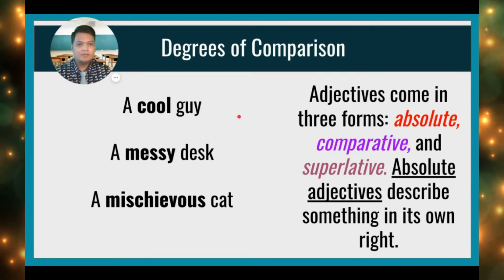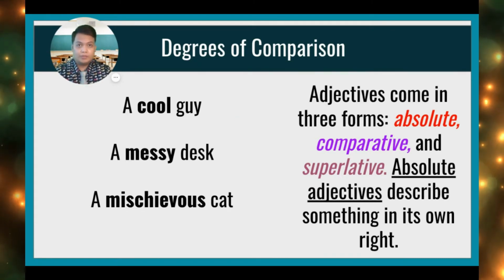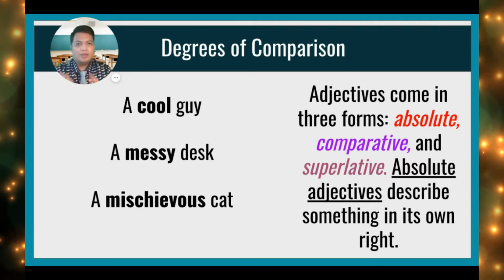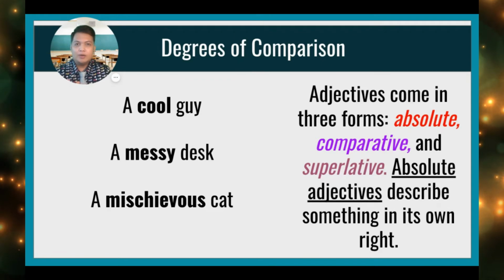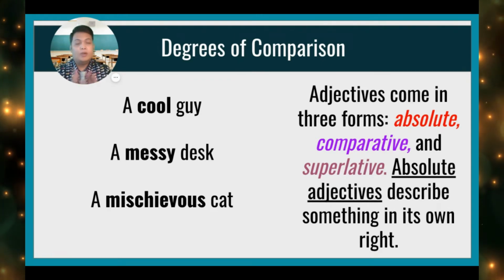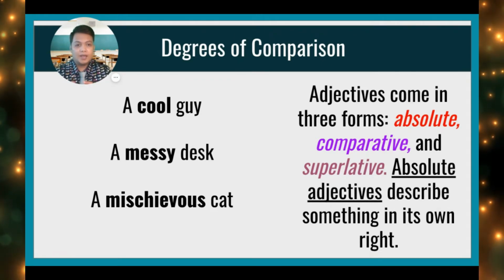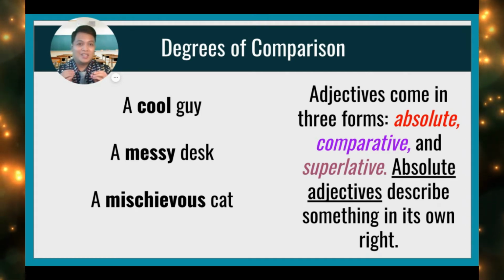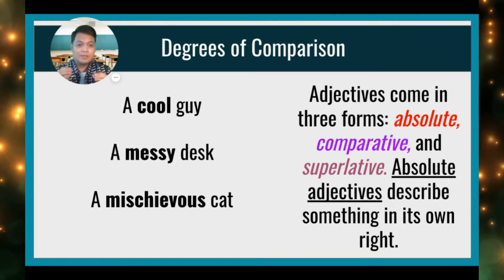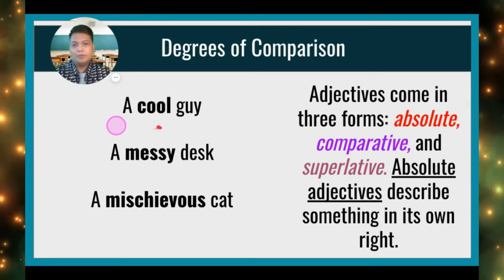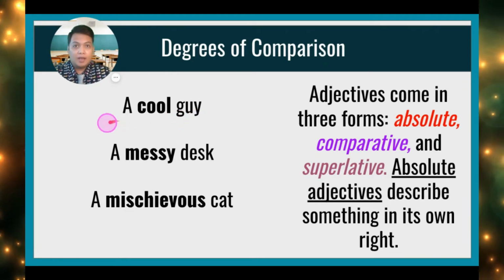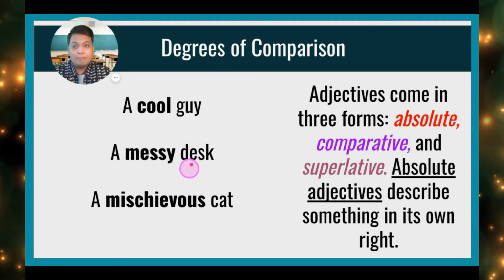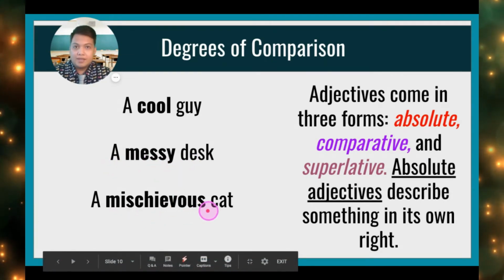Next slide. So now, let's talk about the degrees of comparison. Adjectives come in 3 forms. We have the absolute, the comparative, and the superlative. Now, absolute adjectives describe something in its own right. For example, if you want to describe a guy who's cool, you can say a cool guy. A desk, you can describe by using a messy desk. And also a mischievous cat.